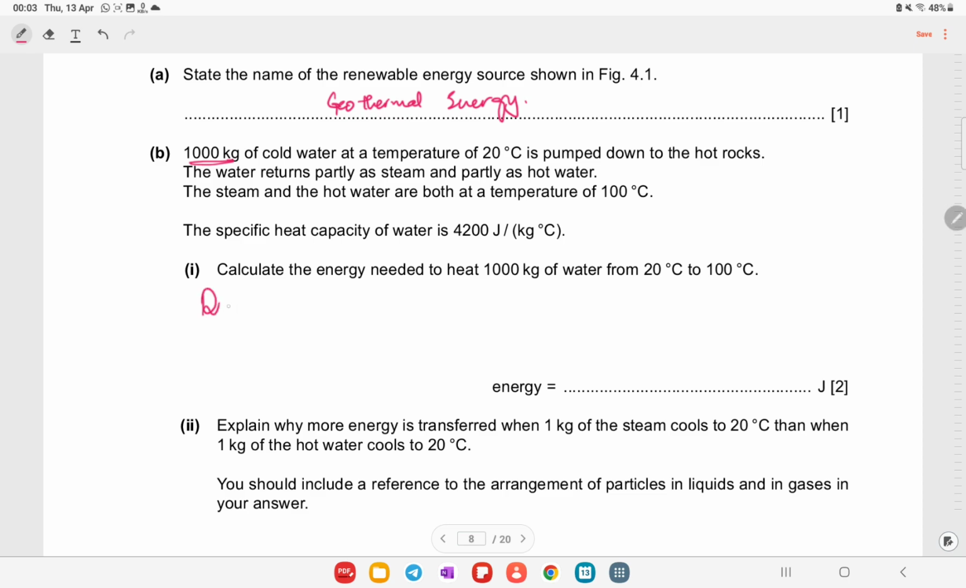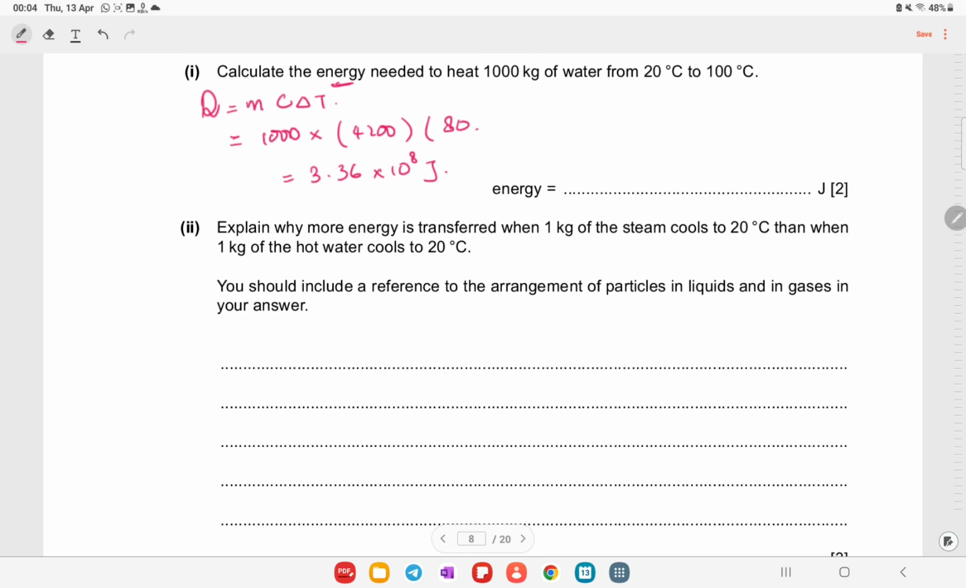So we know the formula for specific heat capacity is mcΔT, and here we need to find the energy. Mass is 1000, multiplied by the specific heat capacity 4200, and the change in temperature is 100 minus 20, which is 80. So you will end up with 3.36 × 10^8 joules. This is the amount of energy you need to do this.